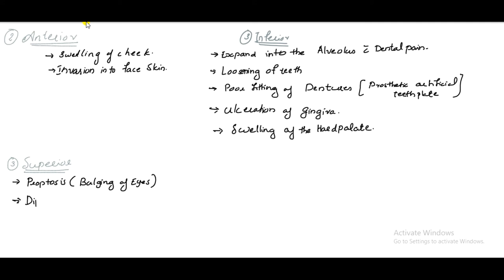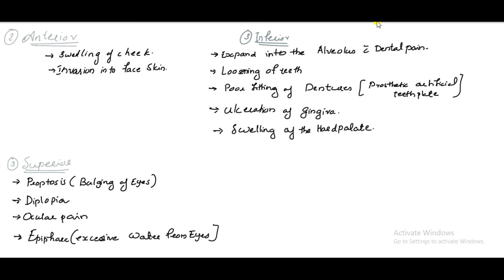Superiorly the tumor spreads into the orbit. We can see proptosis, or bulging of the eyes. Exophthalmos is also a bulging of the eyes, but we use that term with respect to Graves' disease. Proptosis is the bulging of the eyes, and you can see diplopia, ocular pain, and epiphora, which I already said is excessive water from the eyes.